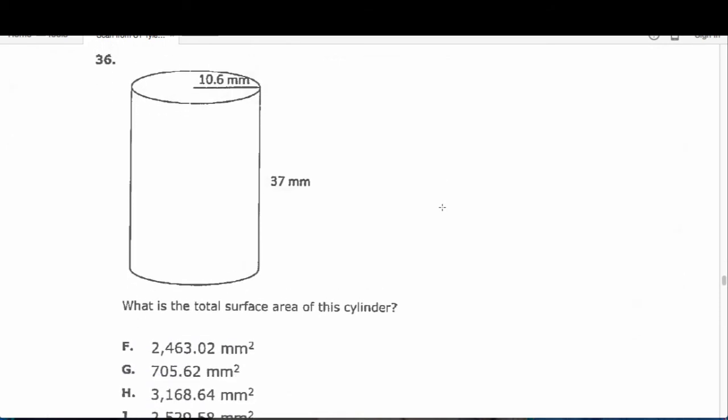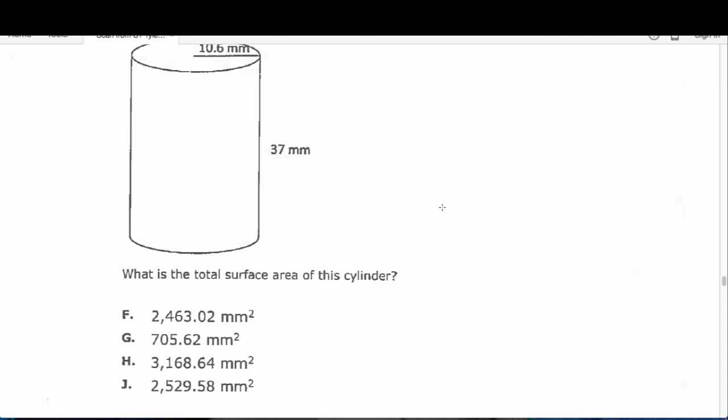Question 36. What is the total surface area of this cylinder? F. 2,463.02 millimeters squared. G. 705.62 millimeters squared. H. 3,168.64 millimeters squared. J. 2,529.58 millimeters squared.